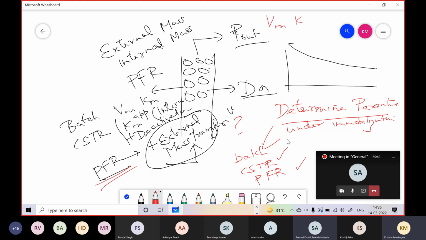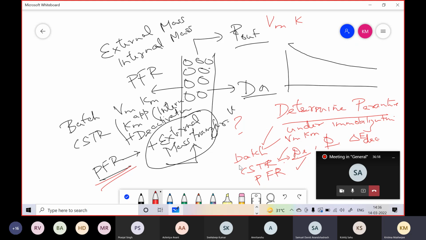So batch helps you determine Vmax and Km. That is job 1. CSTR helps you determine diffusivity, DE, right? And the phi values and the cot phi and all those things. Remember the phi values and therefore the diffusivity. I hope you remember the relationship between DE and phi, and also deactivation kinetics. So deactivation kinetic parameters, and the phi and the DE associated with immobilization.